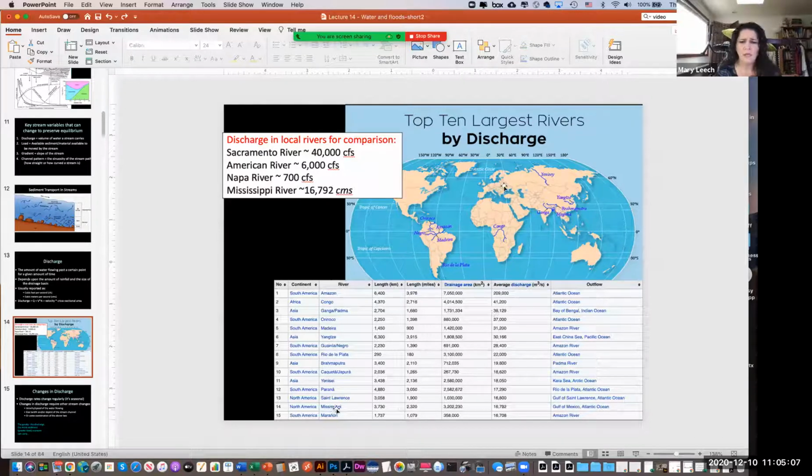Okay. The Nile's not even on there, probably because it's in a desert, right? So not a lot of water as far as discharge, because this is a ranking by discharge. Locally, our top rivers are the Sacramento, American, Napa, and those are tiny compared to the Mississippi. Now, the Mississippi I've listed in cubic meters per second. So this is actually quite a bit larger than the Sacramento, right?